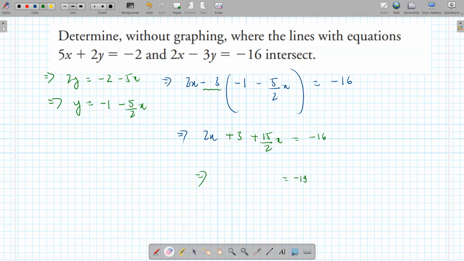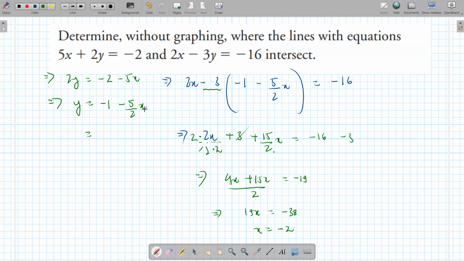So that 3 is gone, and between this guy and this guy, you're gonna take the LCD, okay? So that means you need to multiply this guy, which has a denominator of 1, by 2 up and down here and up here as well. So you get 4x plus 15x over 2 is negative 19. So you get 19x is equal to negative 38. That means x is going to be negative 2.